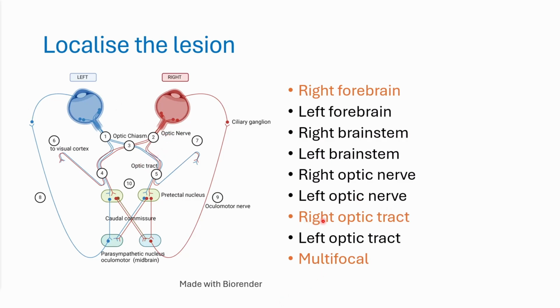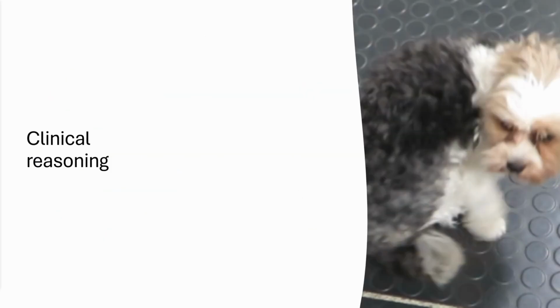Now, why did I say right optic tract was more likely? Mainly because right forebrain. I've said that, so that fits together more easily. Why? Let's go through the clinical reasoning for that case, and I'll explain why I got to that localization as the best fit. And that's what neurological localization often is, the best fit.